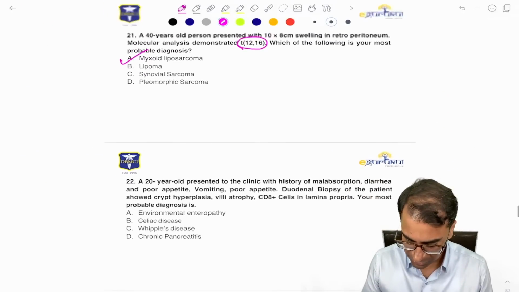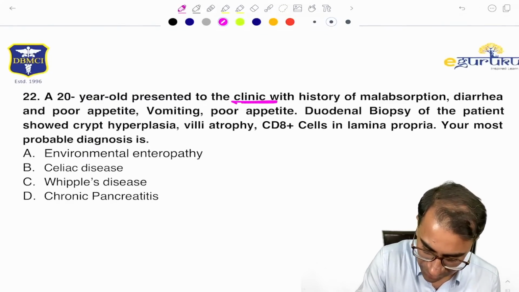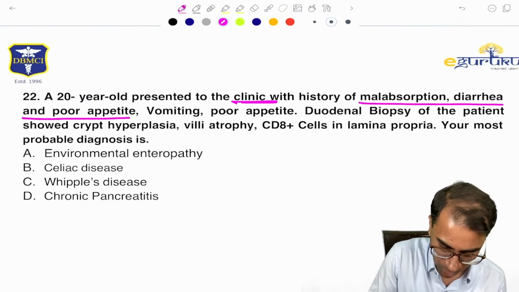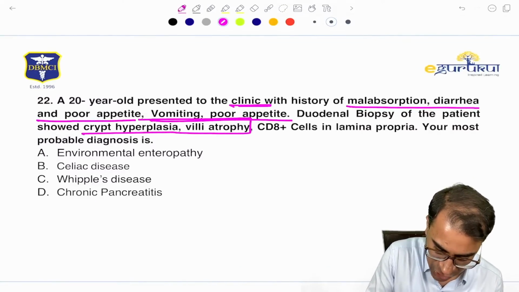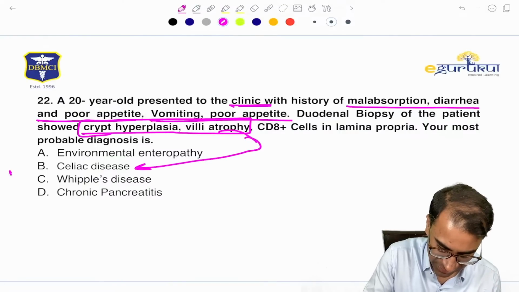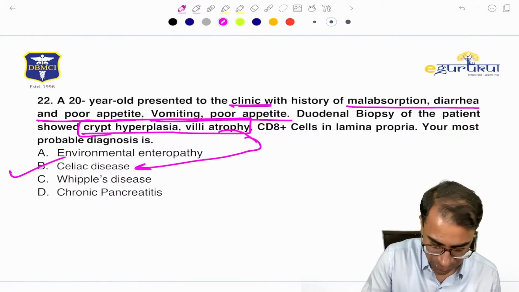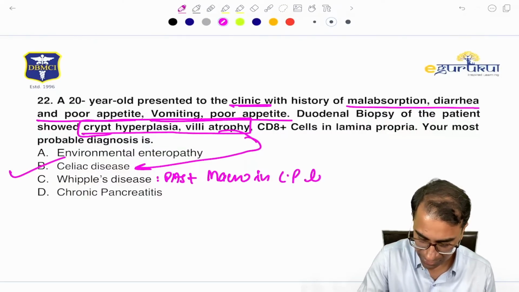Okay. Next is a 20-year-old patient who presents to the clinic with a history of malabsorption, diarrhea, poor appetite, vomiting, and the patient has crypt hyperplasia and villous atrophy. These are the two findings here. It points towards what? It points towards a case of celiac disease. In Whipple's, what will you get? In Whipple's you get PAS positive macrophages in the lamina propria layer.